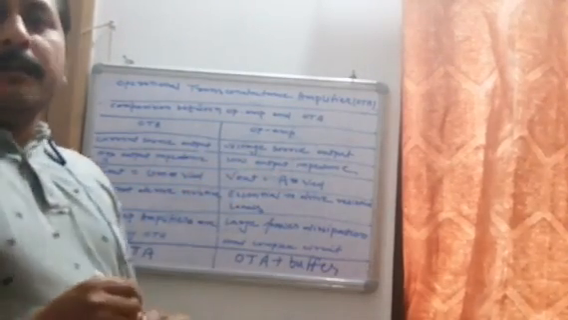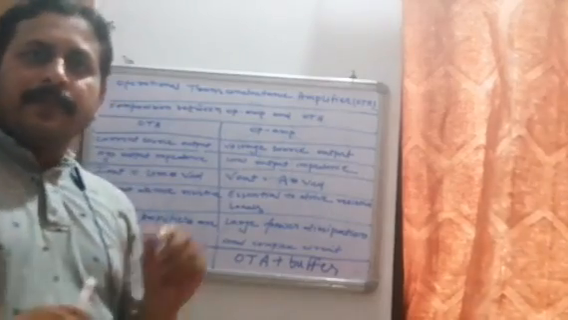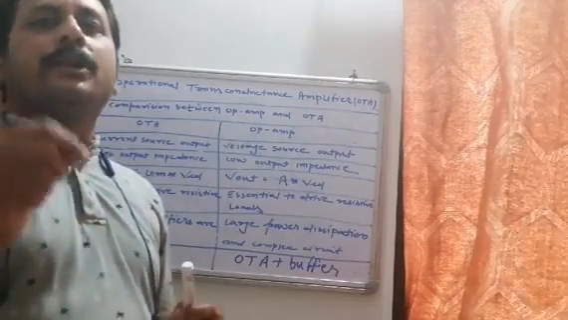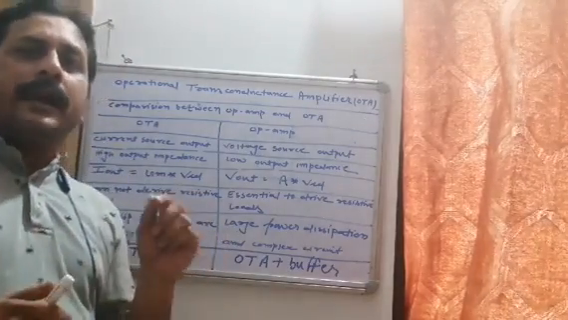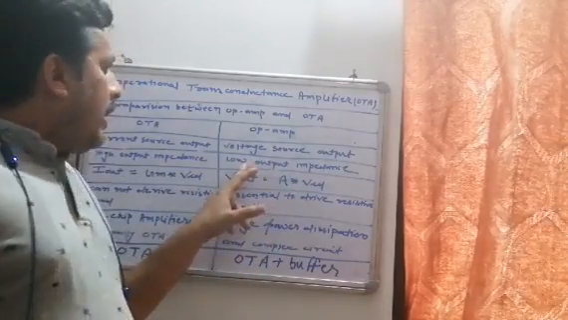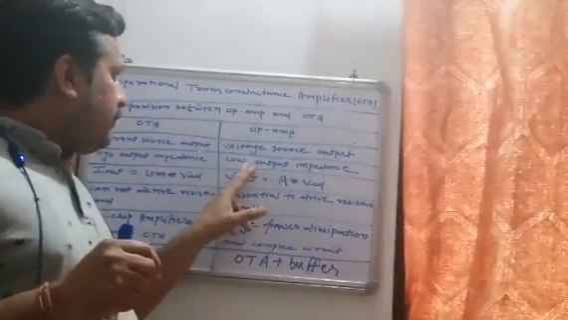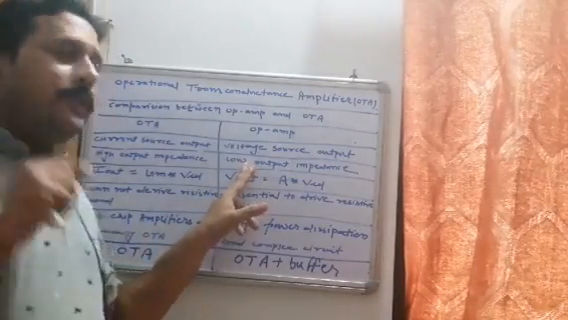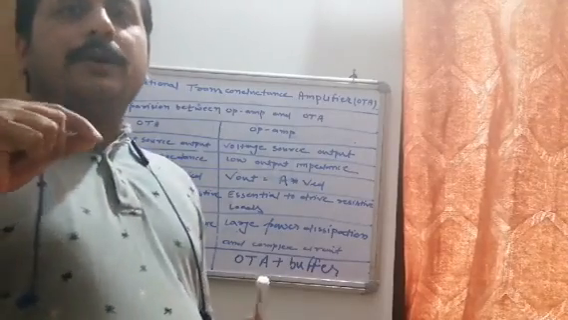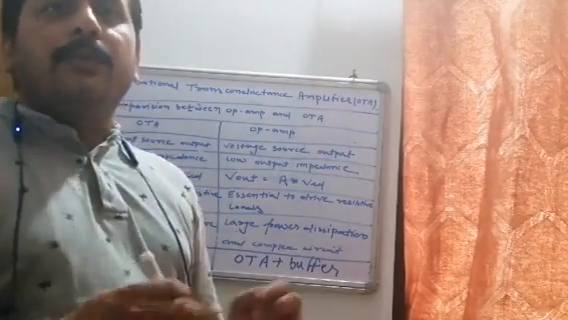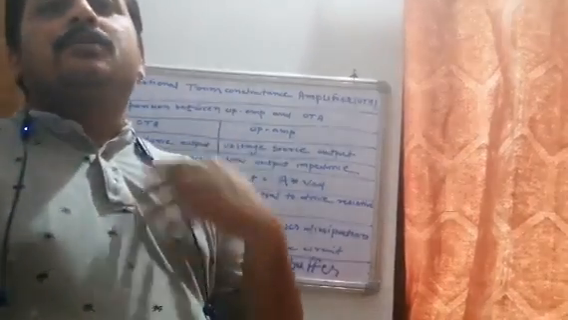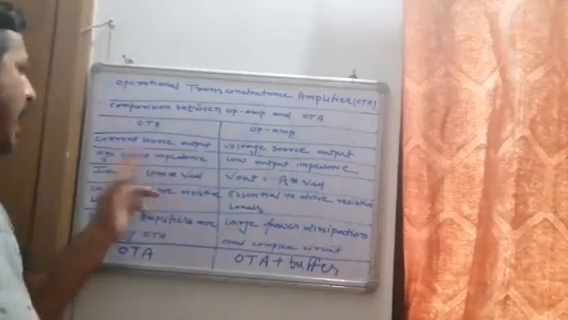Why operational amplifier has low output impedance? We have discussed in class. Because operational amplifier behaves like ideal voltage source, and we know that the impedance of ideal voltage source is 0. That's why op-amp has low output impedance. On the other hand, OTA behaves like voltage controlled current source. So output is a current, and we know that the impedance of ideal current source is infinite. That's why we say high output impedance.